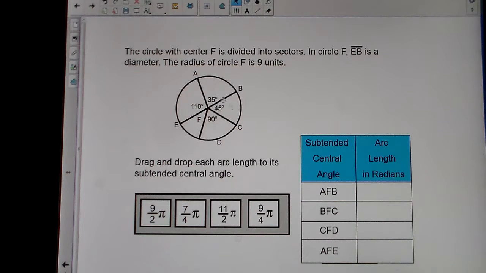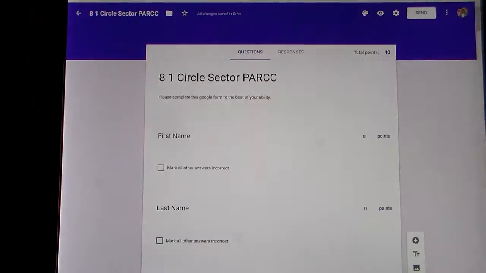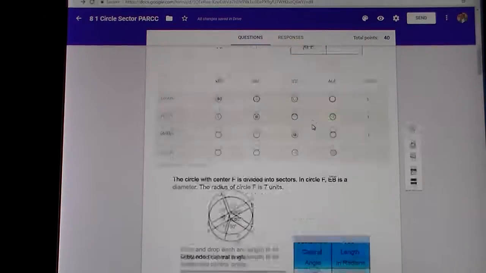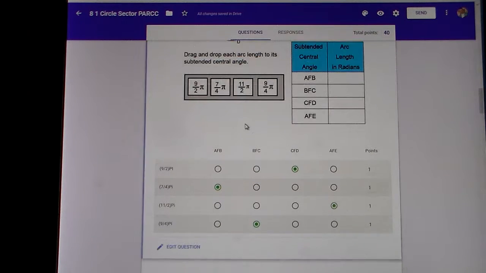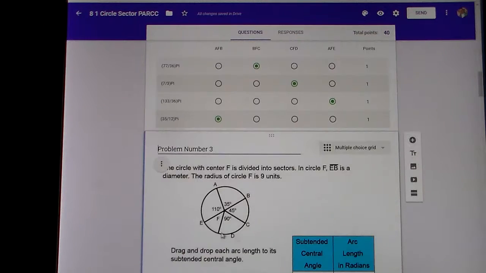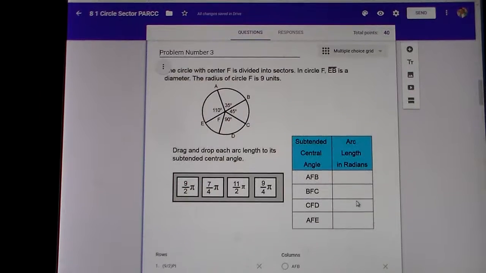Next we're going to do number 3, but we're going to do number 3 on the Google form itself, because the Google form looks a little bit different. So let's take a look at number 3. So here's problem number 3 on the Google form. As you can see, it's the same setup here because I put the pictures of what it would look like. Let's do it together.